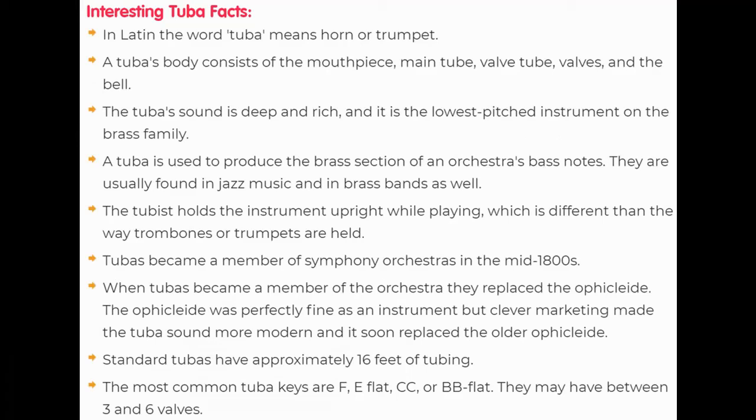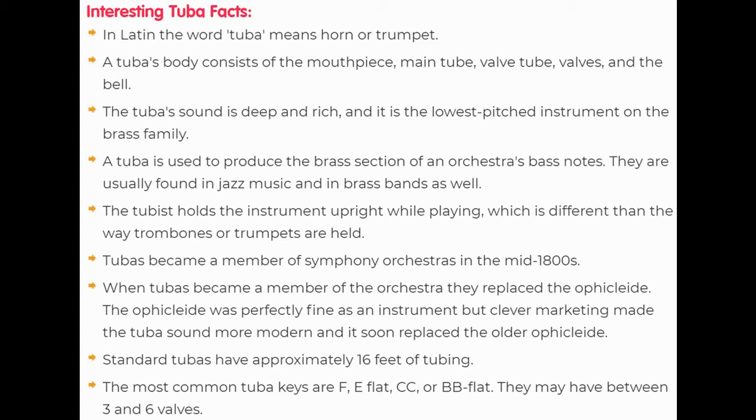The tuba's sound is deep and rich, and it is the lowest pitched instrument in the brass family. A tuba is used to produce the orchestra's bass notes. They are usually found in jazz music and in brass bands as well. The tubist holds the instrument upright while playing, which is different than the way trombones or trumpets are held.